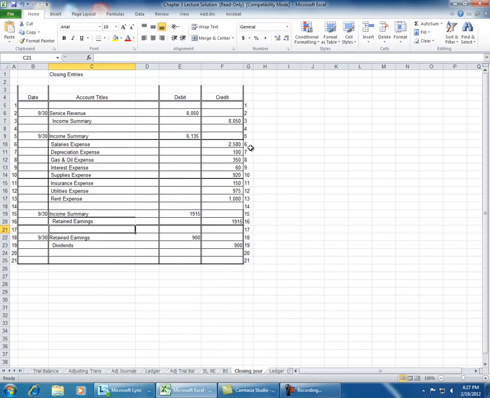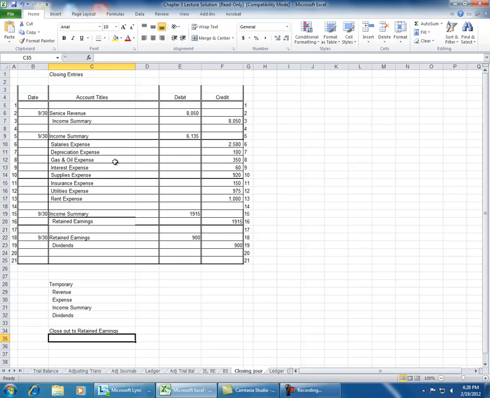Next, we're going to do the closing entries. Closing entries is where we're going to close out temporary accounts, and temporary accounts are going to be our revenue account, all of our expense accounts, our income summary account, and our dividends. So these are all of your temporary accounts. The rest are your permanent accounts that you would not close out. All of these temporary accounts are closed out to retained earnings.